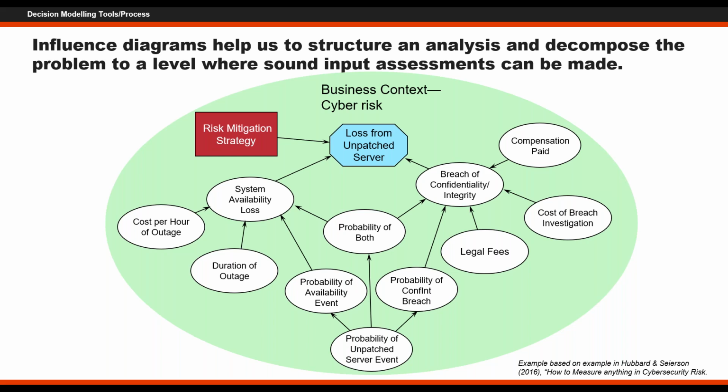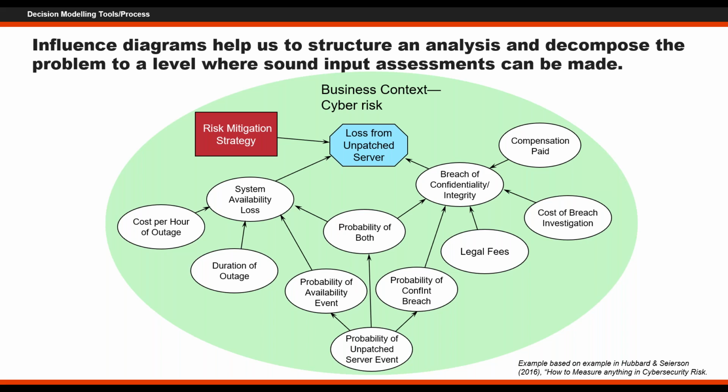So influence diagrams generally have three types of node in them, and all three of them are in here. The blue octagonal node is what we call the value node. So this is ultimately the thing of value, in this case, the loss that we might experience from having an unpatched server. And the oval ones are uncertainties. These are values or quantities or events that are uncertain, that will have some relevance or some influence on that value.